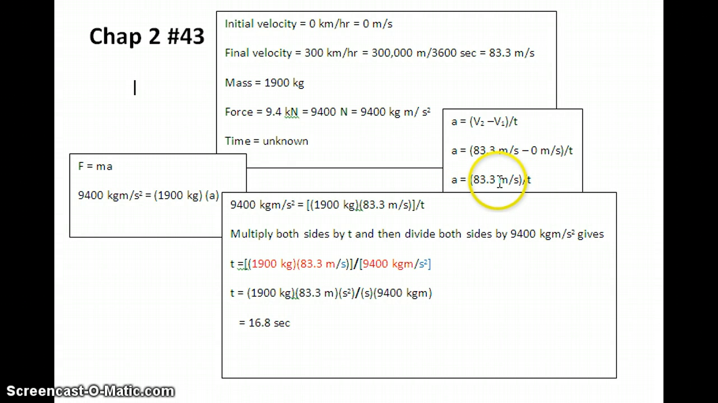It's 83.3 meters per second. And I don't know the bottom t. This t is what I'm solving for. Once I solve for t, I've got the problem licked. So this is the basic skeleton of our equation that we have to work out right here.